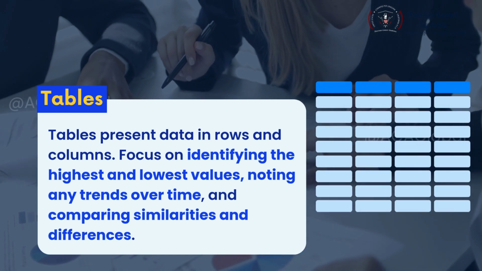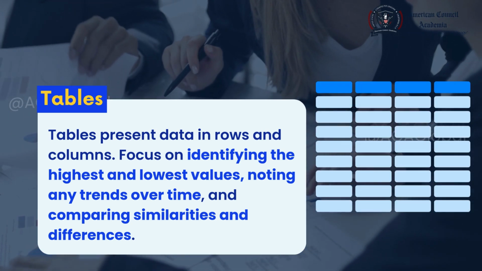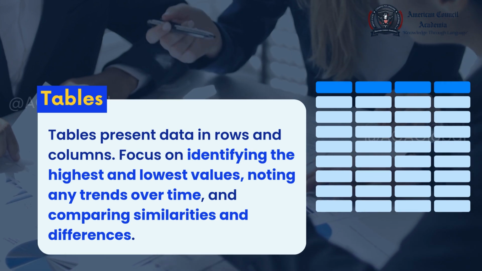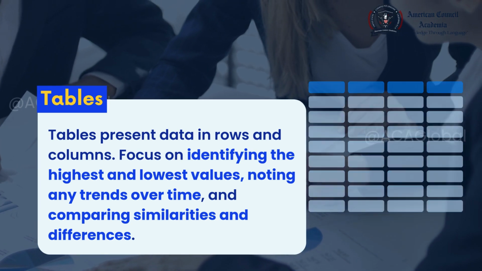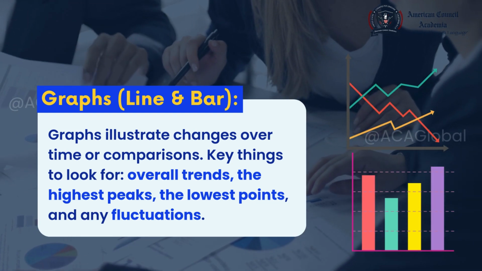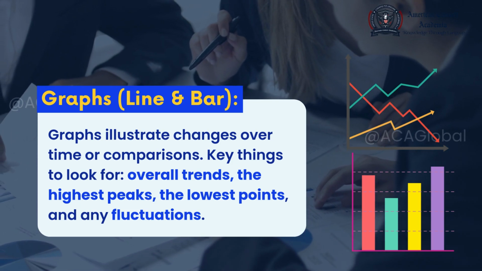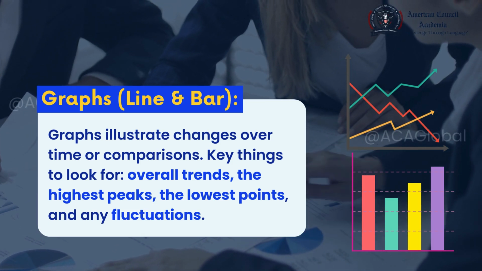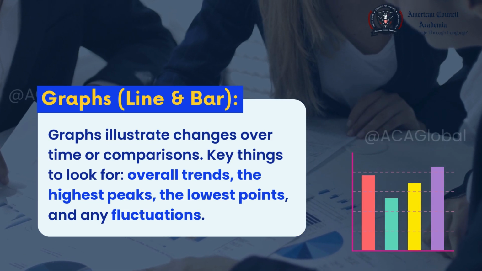Tables. Tables present data in rows and columns. Focus on identifying the highest and lowest values, noting any trends over time, and comparing similarities and differences. Graphs, line and bar. Graphs illustrate changes over time or comparisons. Key things to look for: overall trends, the highest peaks, the lowest points, and any fluctuations.